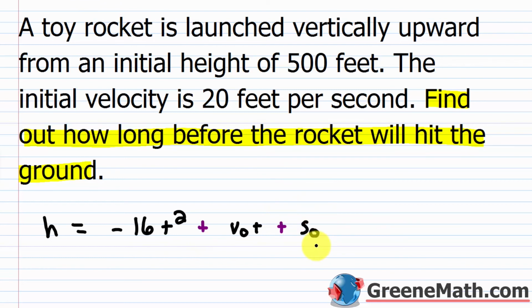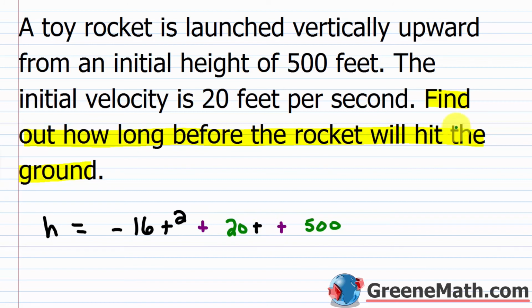Now, we can plug in a lot of information here. It says that the initial height is 500 feet. S sub 0 is your initial height, so you can just go ahead and erase this and put 500 there. And then it says the initial velocity is 20 feet per second. So that's this v sub 0 here, so I'll erase that and put a 20 there, okay? So now we have two variables involved. I have h and I have t.